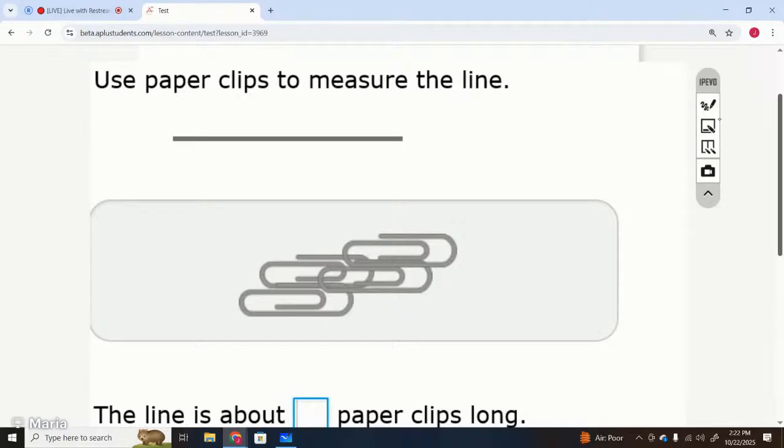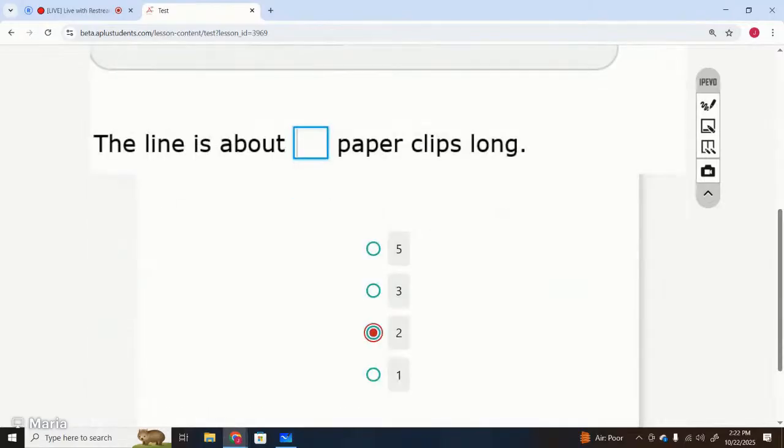That is two paper clips long. The correct option is two.